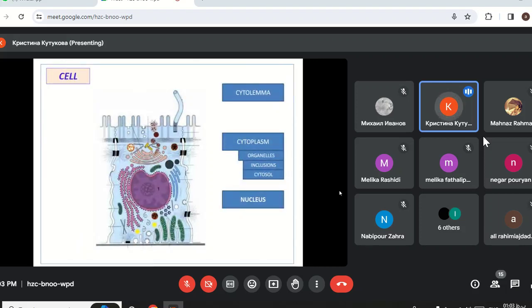So, overall, cell is composed of the cytolemma. It's the cell membrane covering the cell from outside. Here it is, the cytolemma. And inside we have the cytoplasm with organelles and some inclusions. And cytosol. Cytosol is the jelly-like watery internal component of the cell. And also the nucleus. Every living cell has the nucleus.